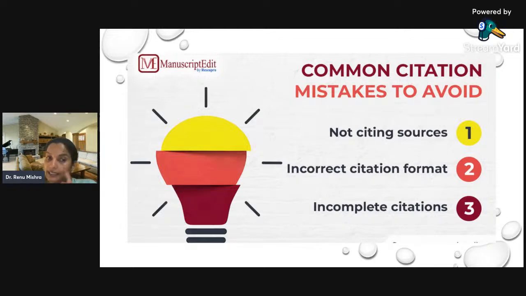Then please make sure that you take care of proper citations. You may have just written the title, without giving the journal name or the year of publication. In short, you have not given the complete citation details. This is what you have to take care of.